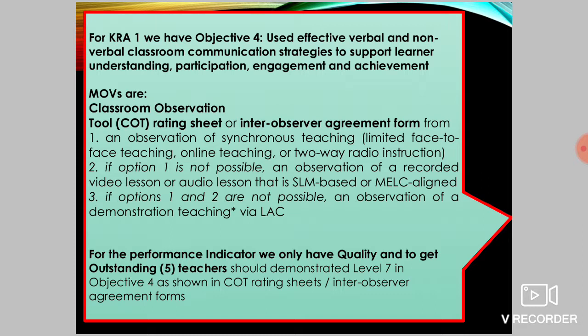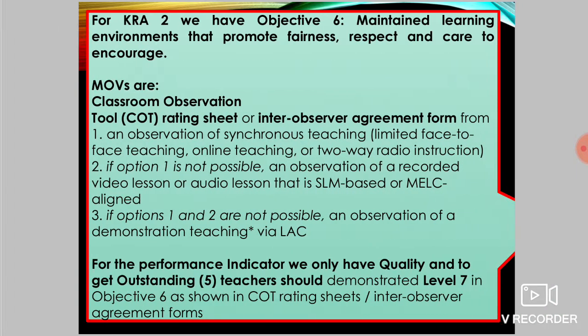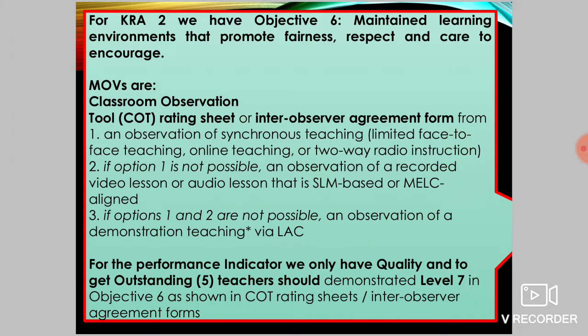So, here, to get an outstanding 5, you should demonstrate level 7 in objective number 4 using the COT rating sheet. And for 5, similar with 3, 4, establishes a safe and secure learning environment to enhance learning through the consistent implementation of policies and guidelines and procedure. So, same lang siya ng MOV ng 3 and 4. Katulad din sila ng number 6.